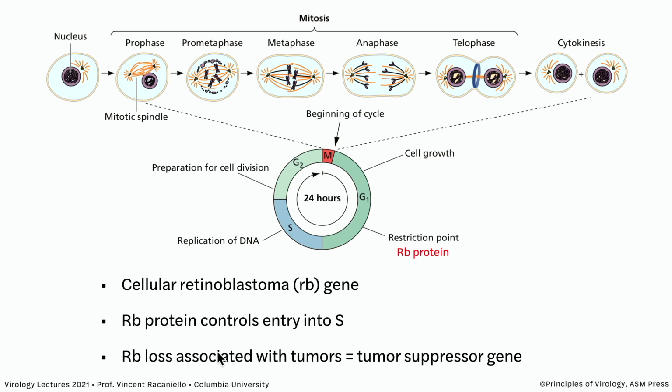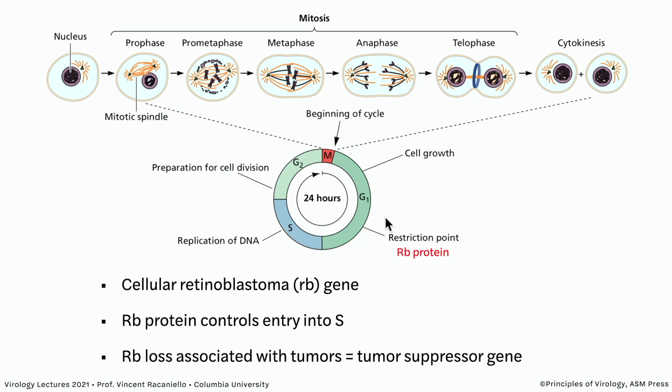So RB controls entry into S, and it was discovered because young children have retinoblastomas, tumors of the retina. Early in life, they develop these. And these kids have a loss of the gene encoding RB. And so the loss of the gene is associated with tumor formation. Therefore, we have called this a tumor suppressor gene. So its presence is needed to avoid these tumors.